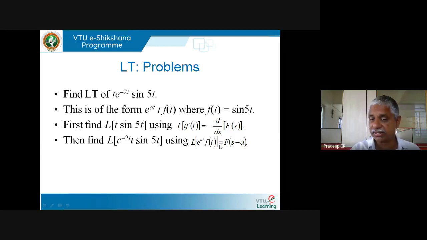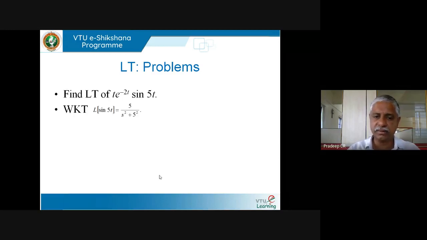Understand the difference. So this f and this f are not the same, but due to lack of better notation, I will use this. What I have written is correct, but try to understand that this f and this f are different, because here ft is t sine 5t, whereas this ft is just sine 5t. Understand the difference. And then the details are written here.